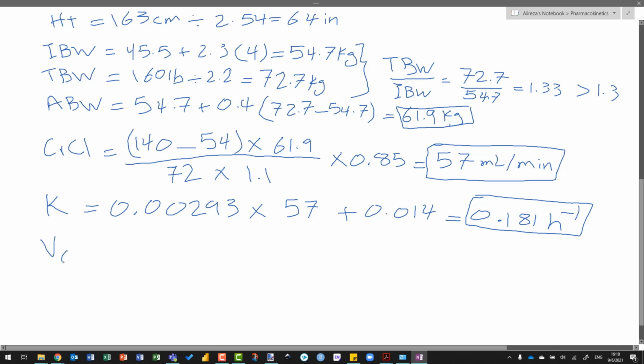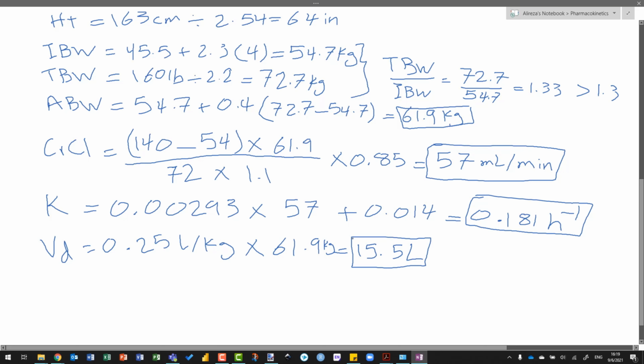Next, we can calculate volume of distribution for this patient. Nothing in the case indicated that this patient is dehydrated or overhydrated. So we use the value 0.25 liters per kilogram, and we use the weight of 61.9 kilogram, which gives you 15.5 liters. The kilograms cancel, and this is in liters. One thing I forgot to calculate with the K is the half-life. Half-life equals ln of 2 divided by K, which gives you 3.8 hours.